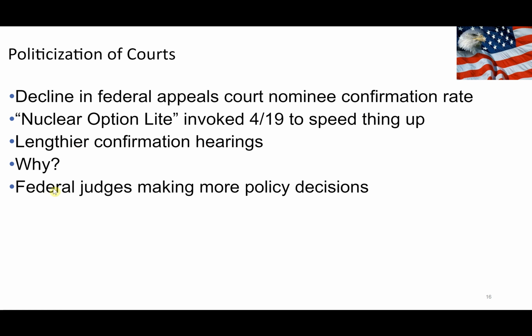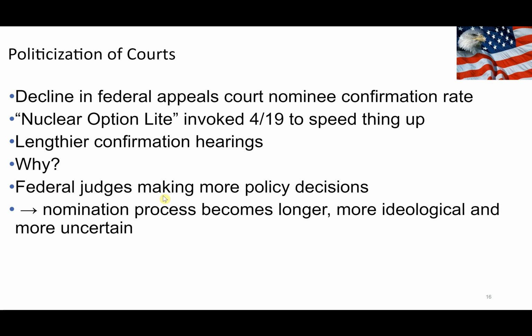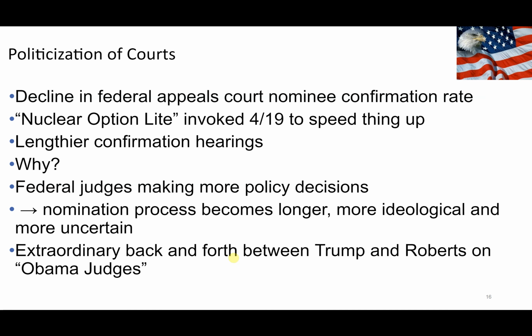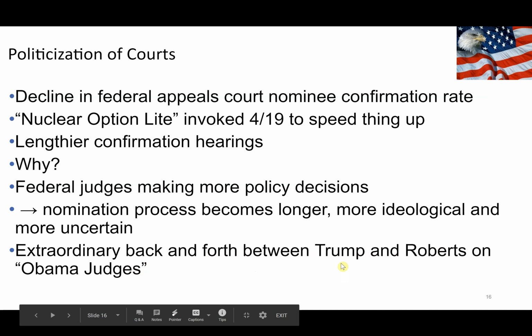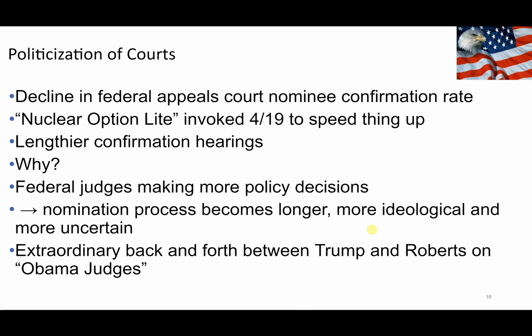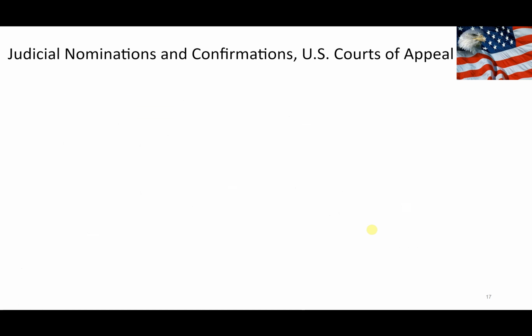Now, as to why, well, federal judges are making more policy decisions, and as a result, the nomination process becomes longer, and it becomes more ideological and more uncertain. You also have an extraordinary back and forth between Trump and Roberts on the whole concept of Obama judges. Trump, as usual, accuses the court of being a deep state, and then Roberts is like, oh heck no, we're judges. Don't politicize us.